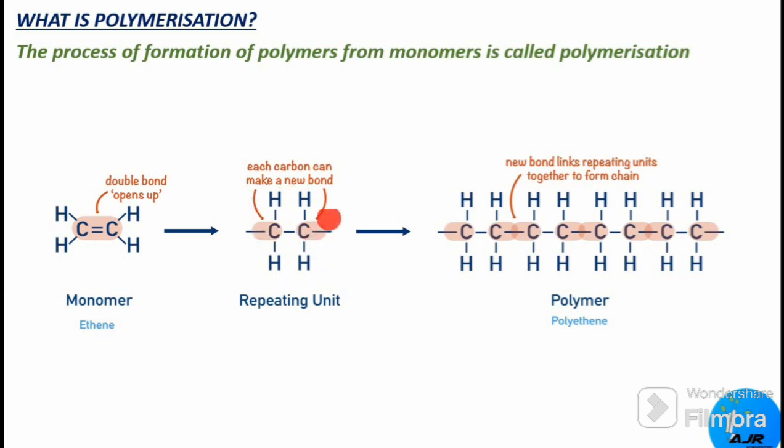Now this is called the repeating unit. This repeating unit combines again and again, that is, n number of repeating units combine to form a polymer. So CH2, CH2, CH2, CH2. Then this is another monomer, CH2, CH2, another repeating unit. The new bond links the repeating units together to form a chain. So this is a polymer, and an example is polyethylene.